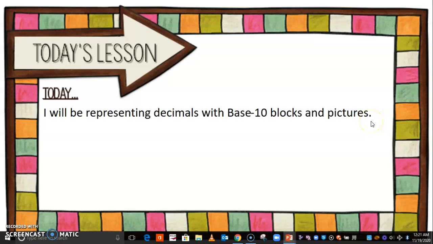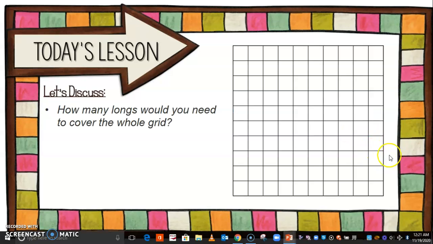All right, so today we are working on representing decimals with base 10 blocks and pictures. That's our goal for today. So let me show you what that might look like. First, how many longs? Okay, I'm not thinking about place value. I know this looks like a grid, a 100-piece grid, but we're just going to think about it as a pizza, right? Because that's what is easy when we're talking about fractions. So how many longs, right here, would you need to cover this whole grid?